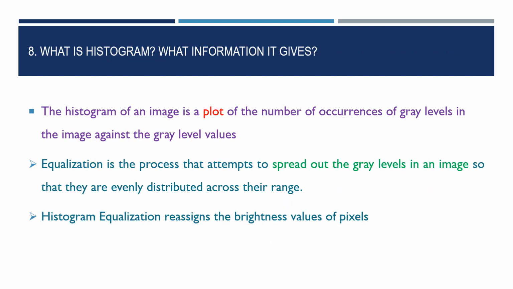Question number 8. What is a histogram? What information does it give? By definition, the histogram of an image is a plot of the number of occurrences of a gray level in an image against the gray level values. So we have to see how many pixels there are against each gray level, and if we make a plot of that, we get the histogram.